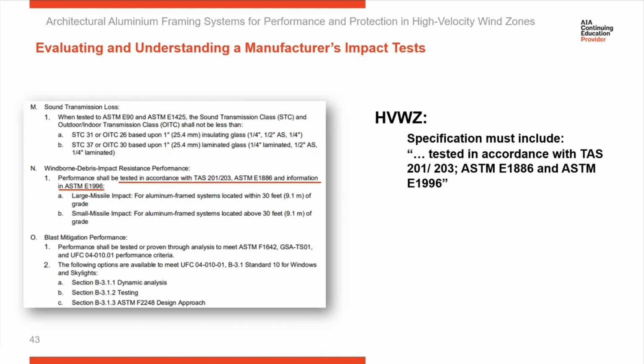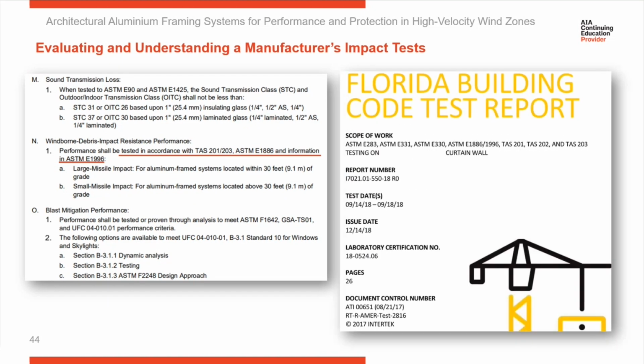So if your project is in a high velocity wind zone area, your specification needs to include tested in accordance with TAS 201-203, ASTM E1886, and ASTM E1996. And then typical of most projects, architects will request copies of the manufacturer's test to confirm and compare systems: air, water, structural, and thermal. In an impact application, the test is basically just confirming that the system has been tested in accordance with those test standards.